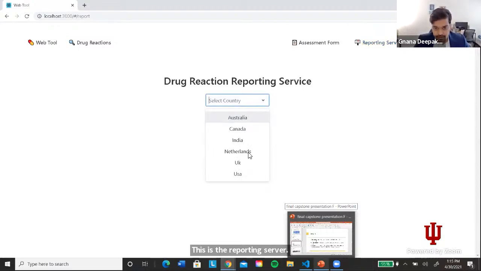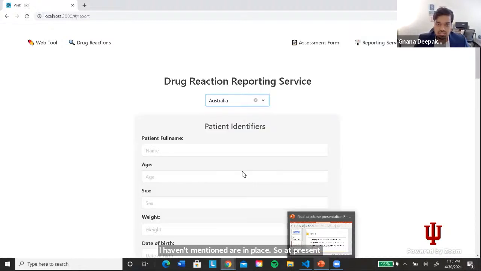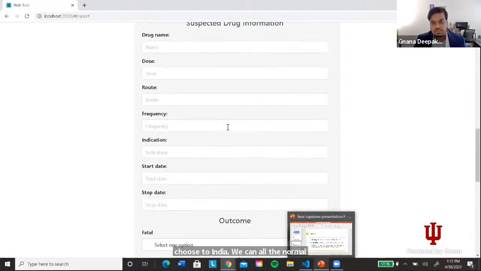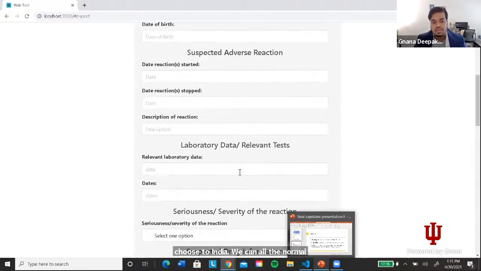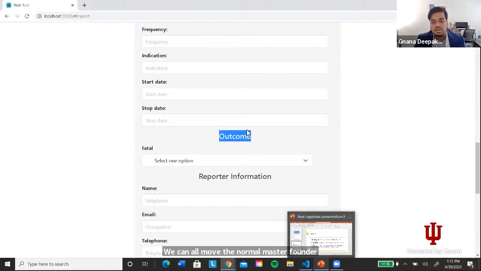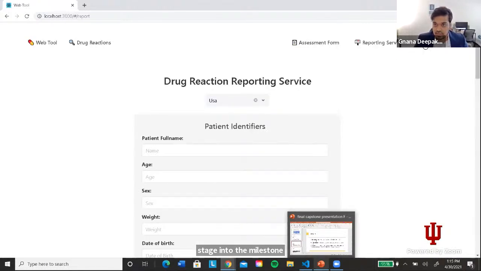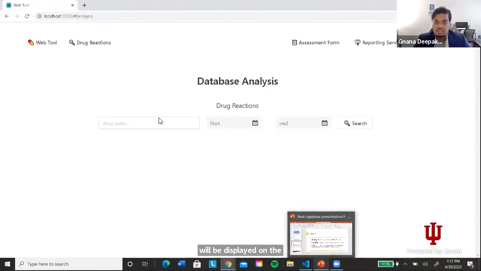We have included drop-down menus, as I mentioned, for 6 countries. At present, when we click on a specific country, for example if you choose India, we get the normal master form. If it's the United States, in addition to the master form, you see outcome reported information, the extra information. Then the analysis component: we have provided filters not just for a brand name, but also to choose the dates, to perform the comparative analysis between the two countries.